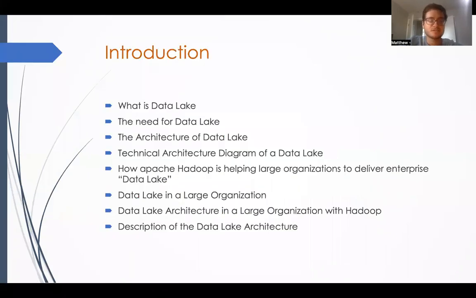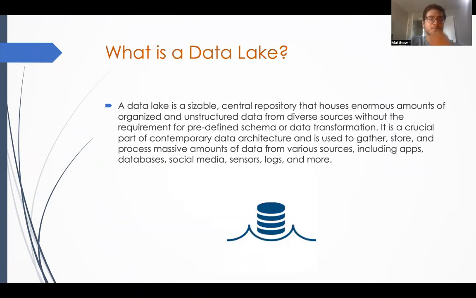So just to give an introduction, we'll be going over what is a data lake, the need for a data lake, the architecture of a data lake, a technical architecture diagram of a data lake, how Apache Hadoop is helping large organizations to deliver an enterprise data lake in a large organization, the architecture in a large organization with Hadoop, and the description of that said Hadoop data lake architecture.